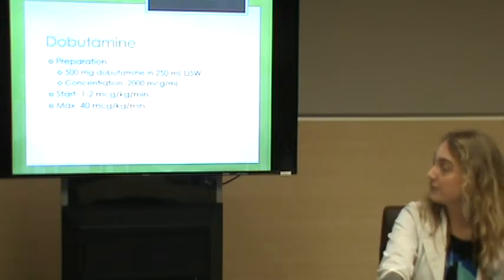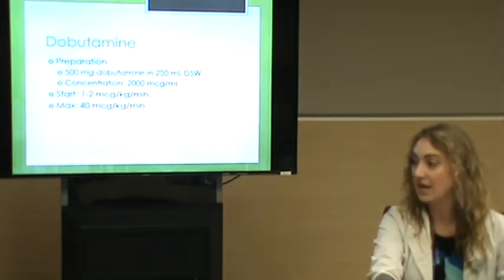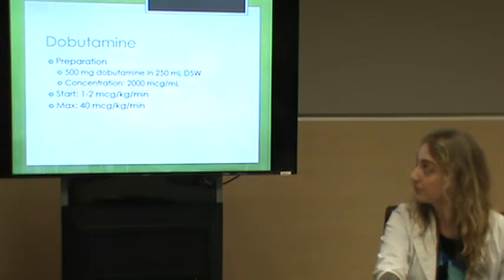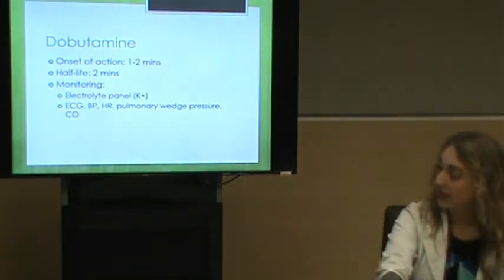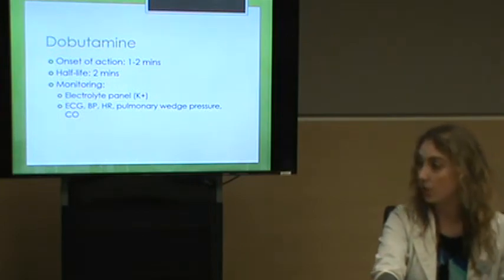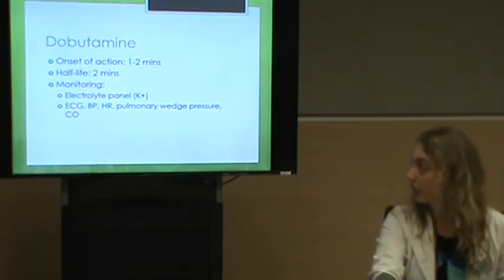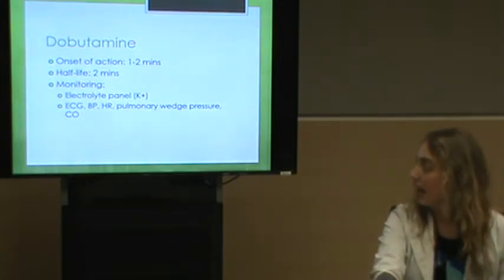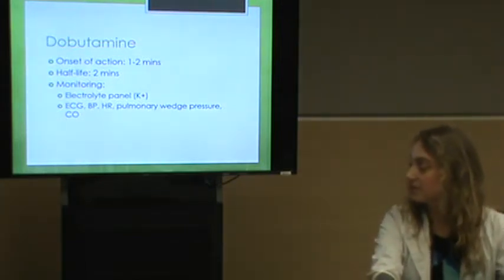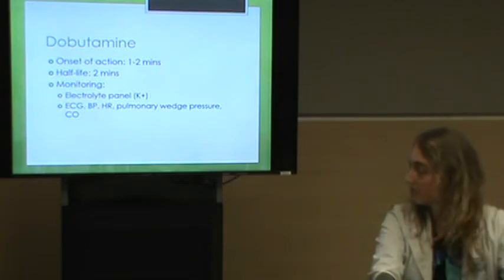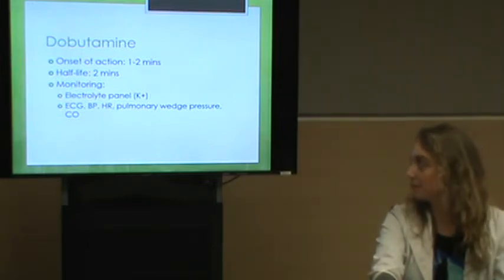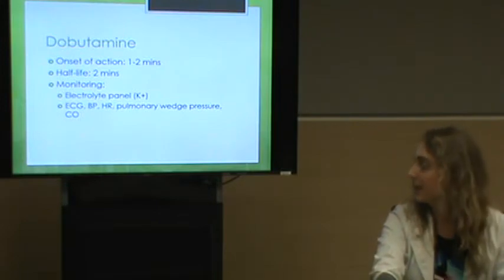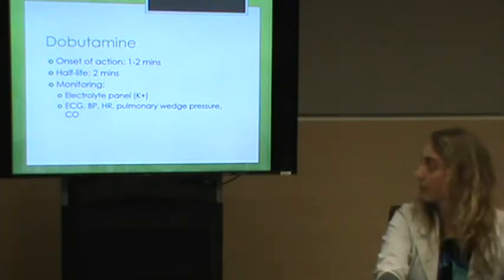You would start the drip at 1 to 2 mics per kg per minute, and you max out at 40. The onset of action, it's a little bit faster than dopamine, but again, not quite as quick as the epi or Levophed. The half-life is 2 minutes. And in terms of monitoring, it's important to monitor your BMP or potassium specifically, as well as to be having ECGs, blood pressure, all of the cardiac monitoring, and also be checking your pulmonary wedge pressure.